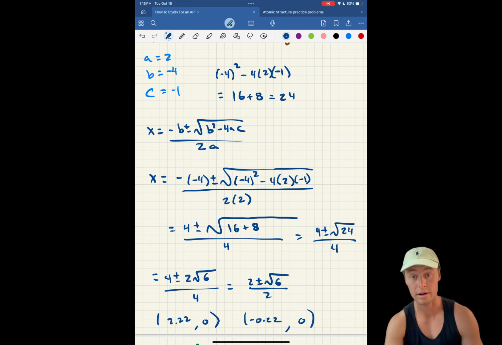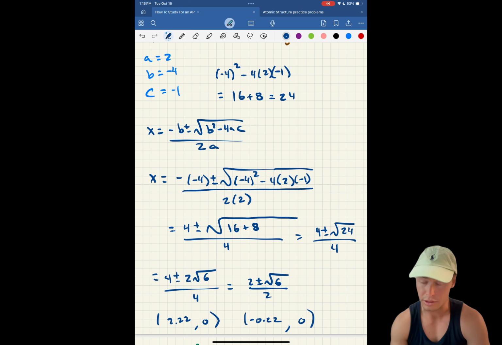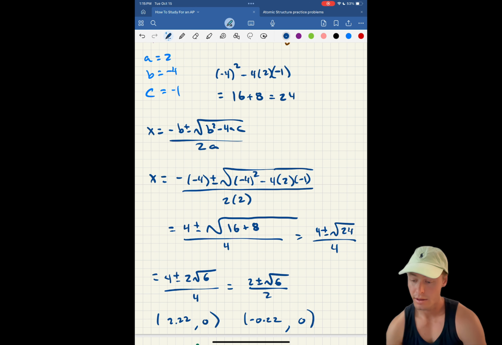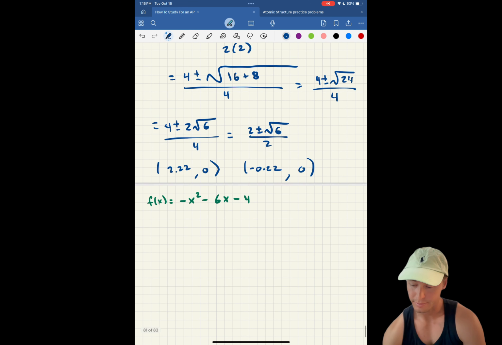You can plot them on a coordinate plane, and these are the solutions to this quadratic function. These are the roots. Oftentimes you'll just leave it as the square root form. That's an exact answer, but sometimes you'll have to convert it to a decimal, in which you can just use a calculator. Okay, great. Let's look at our next example.